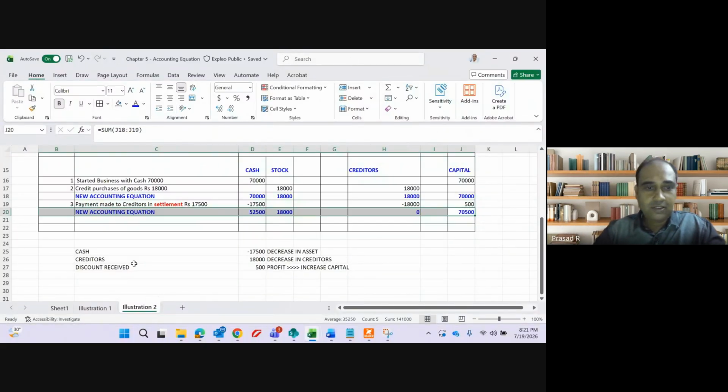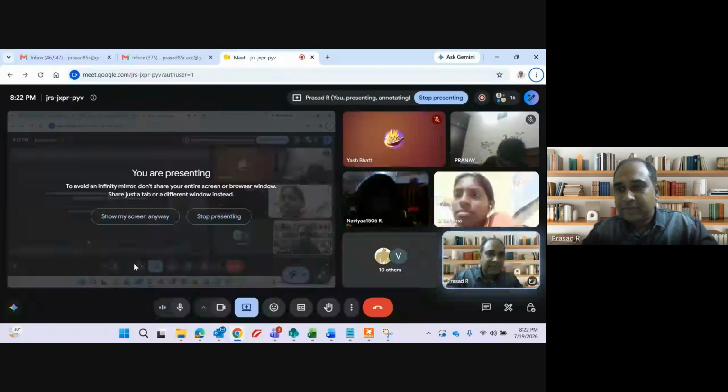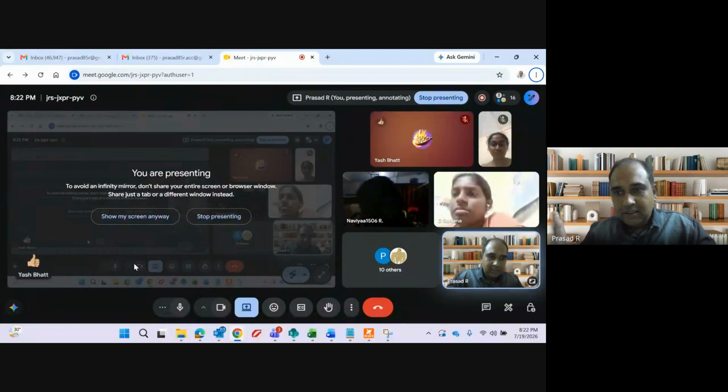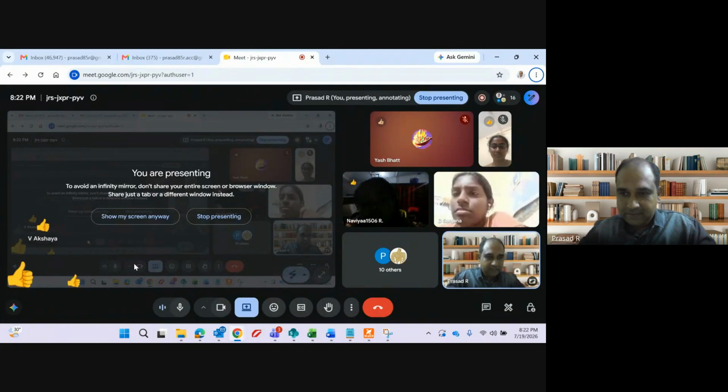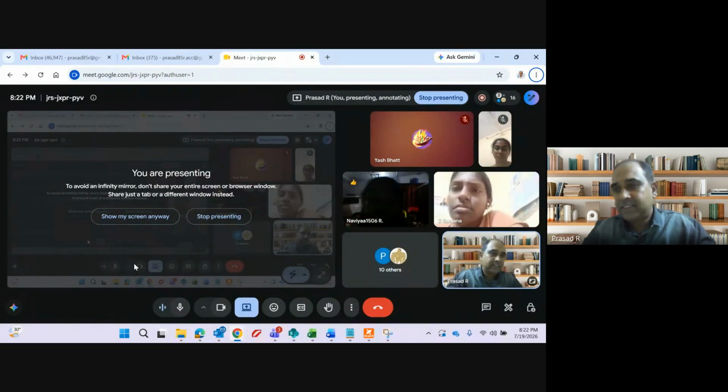Clear? Yes, sir. Are you getting it, guys? Yes, sir. Mark this transaction as important. Whenever you are revising, please revise this transaction always. Do not forget to revise this transaction.